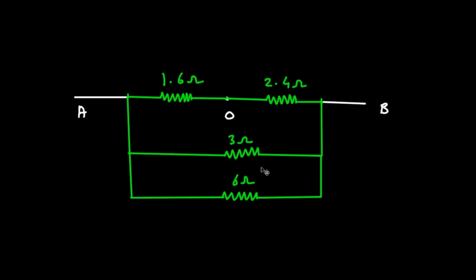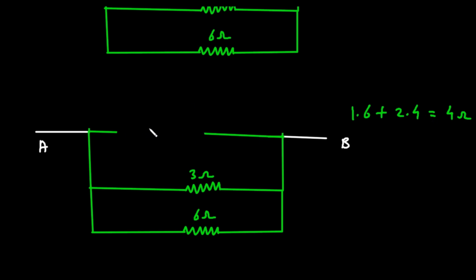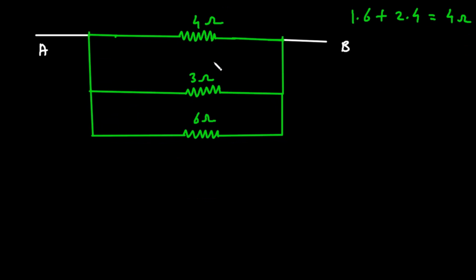So again, let's copy this circuit here. Now we can add 1.6 plus 2.4. So it will be simply 4 ohm. So let's replace these two resistances by a single resistance of 4 ohm. We can erase this O now. So it will be simply 4 ohm. Now here we can clearly see these are all connected in parallel.